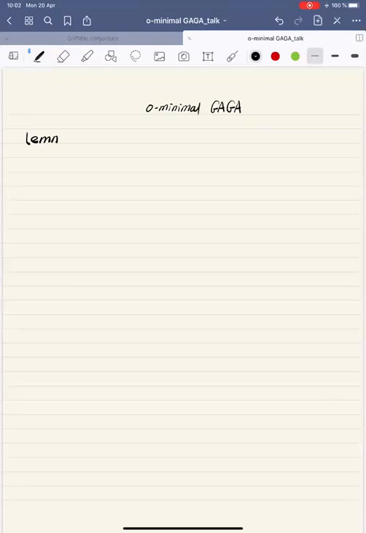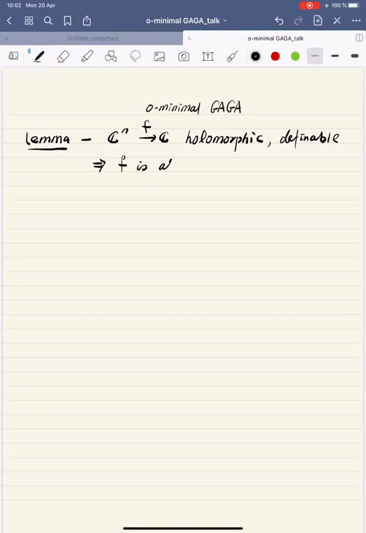The example is that, suppose we have a holomorphic function which is also definable. Then f is algebraic. I mean, f is a polynomial function. Let me give you a proof of this simple lemma.